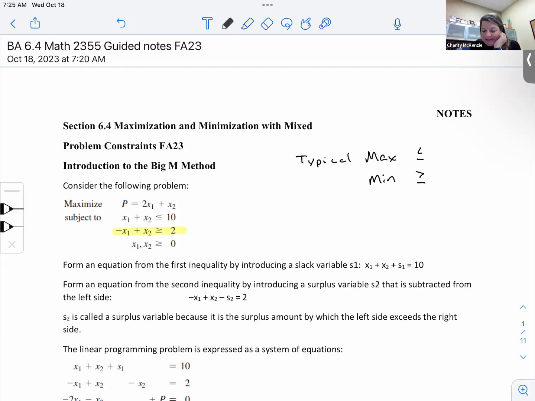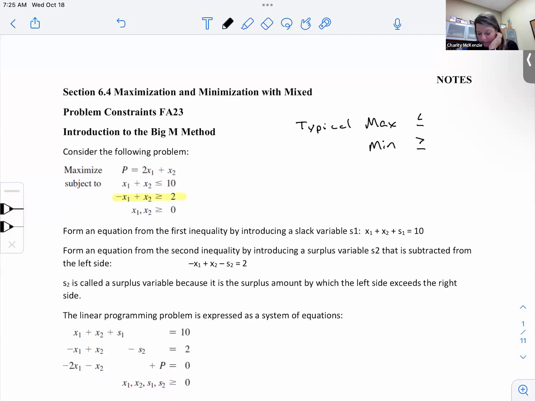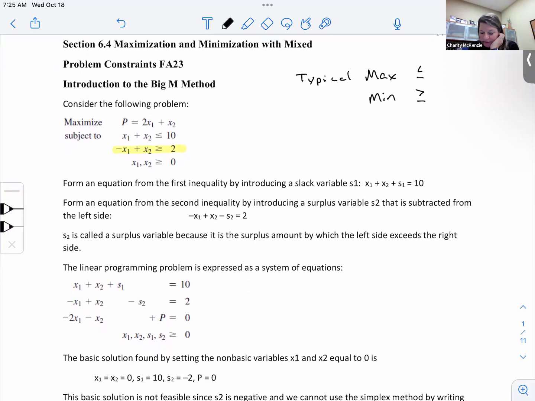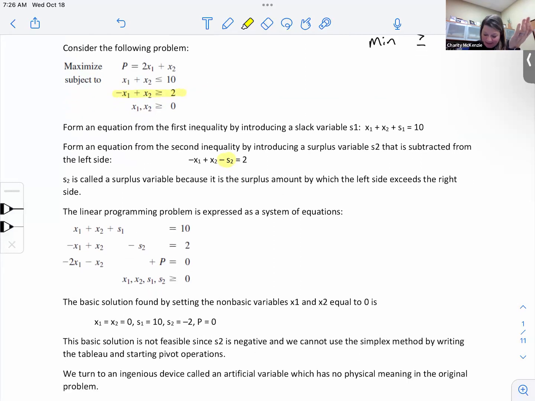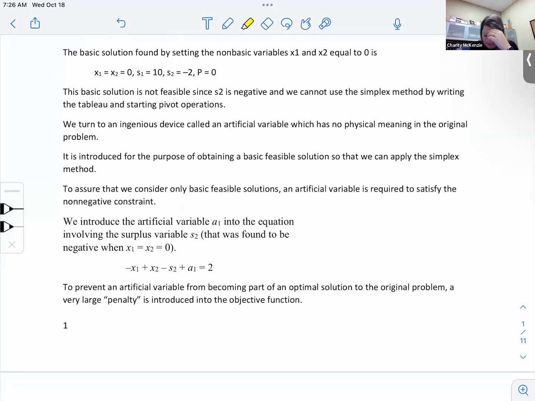Okay, so this is going to have to be different. It just doesn't work like the other two sections we've learned. So what we're going to do is add a negative slack on that one, and then we're going to introduce something called an artificial variable. It's another variable, an A variable. And I know I'm skipping over the words because I'm saying them. They're there for you to read if you want to.